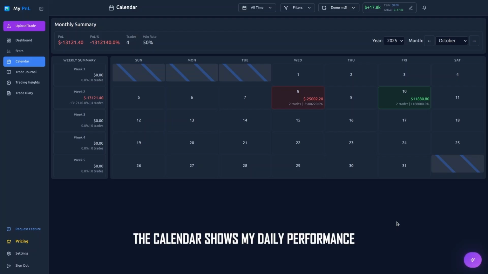The calendar shows my daily performance with color coding. Red days are losses, green days are wins, and blue diagonal stripes mean no trading activity. Look at week 1, completely blue, no trades taken. Week 2 is where the action happened.